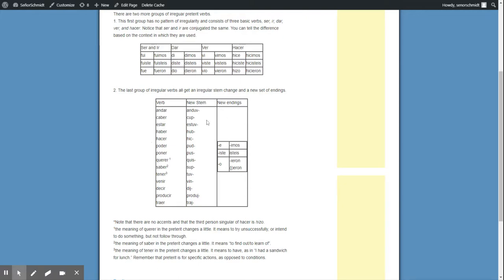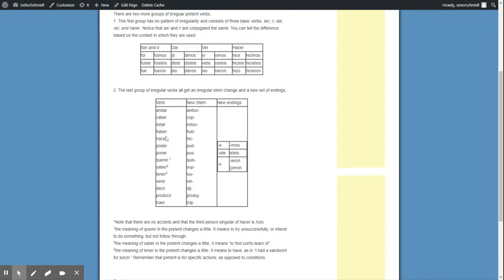Okay, so like I walked or I strolled or I rode, anduve. There's no accents on these. Anduve. Cupo, it fit. Estar, estuv. So estuvimos, we were. Haber, you're usually going to only use it in third person. Okay, so hubo.